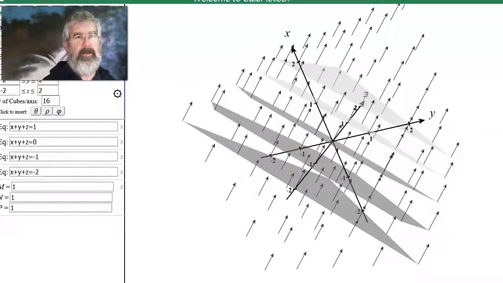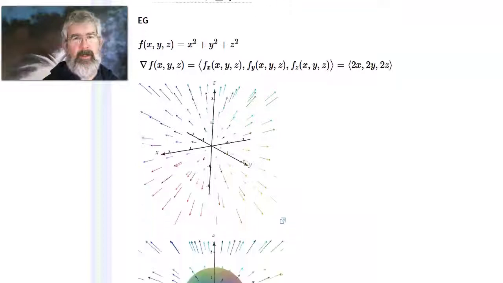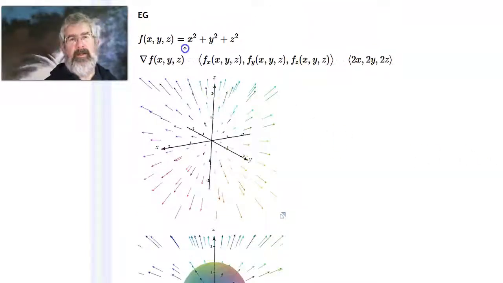Now, let's take a look back here at the next example. Next example, a little more complicated. F of x, y, z is x squared plus y squared plus z squared. The gradient, well, the gradient is a vector. The first component of the vector is the partial with respect to x. The second is the partial with respect to y. The third, the partial with respect to z. And in this case, we've got partial with respect to x is 2x, partial with respect to y is 2y, and the partial with respect to z is 2z.